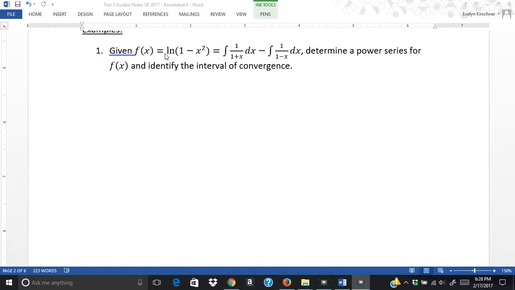So I'm giving you a definition. F of x, which is natural log of 1 minus x squared, is the same as these two integrals. So I want to find a power series.